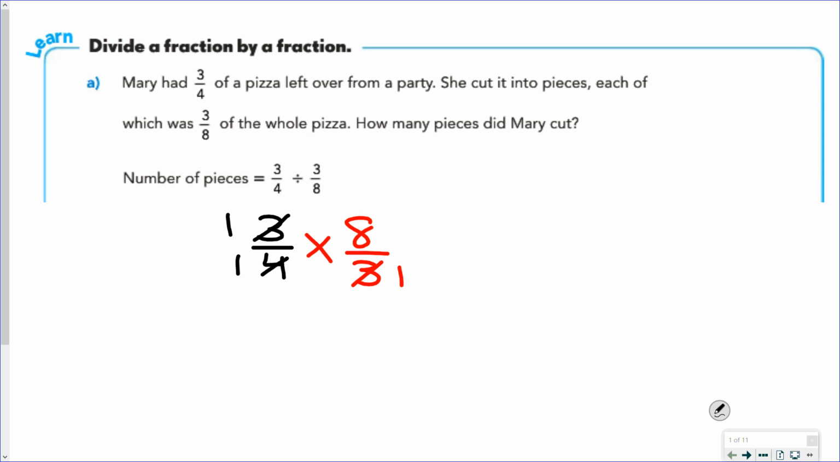4 divided by 4 is 1. 8 divided by 4 is 2. So we'll do our multiplication. 1 times 2 is 2. 1 times 1 is 1, which simplifies down to 2. And since it says how many pieces did Mary cut, our answer is 2 pieces.